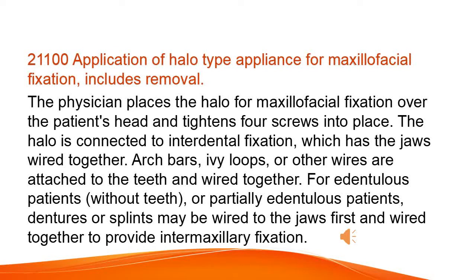Arch bars, IV loops, or other wires are attached to the teeth and wired together. For edentulous patients, without teeth, or partially edentulous patients, dentures or splints may be wired to the jaws first and wired together to provide intermaxillary fixation.